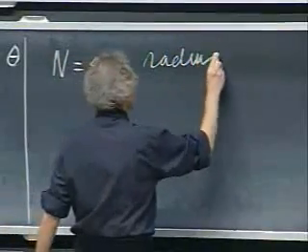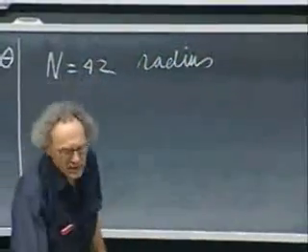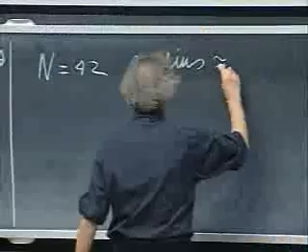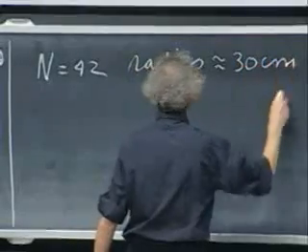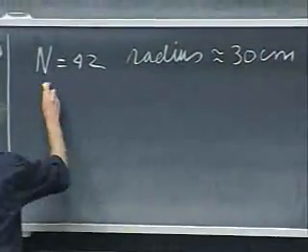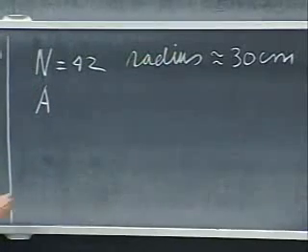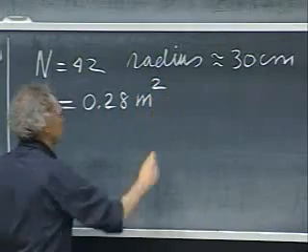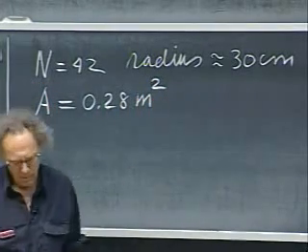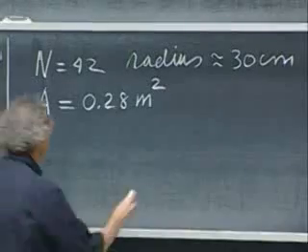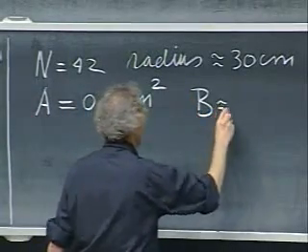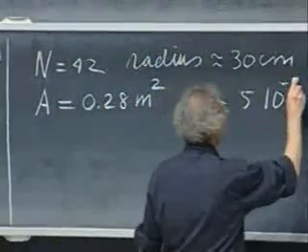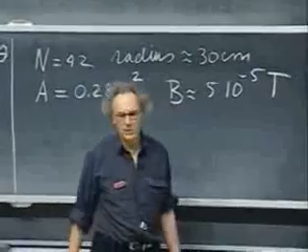It has a radius, I think it's about 30 centimeters. Here you have it. It's about 30 centimeters. So the area, pi r squared, which is my capital A, pi r squared is about 0.28 square meters. You may want to check that. I use the Earth's magnetic field, which is about half a Gauss. So that's about 5 times 10 to the minus 5 Tesla, if we work in SI units.